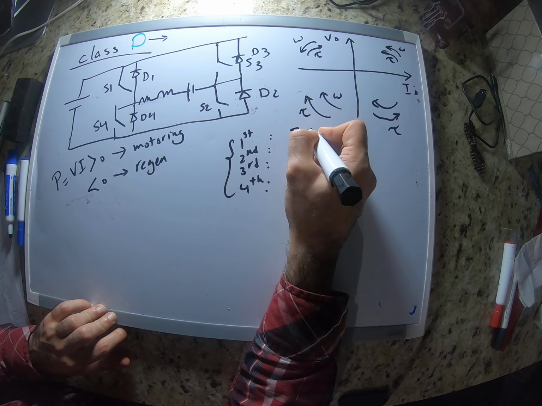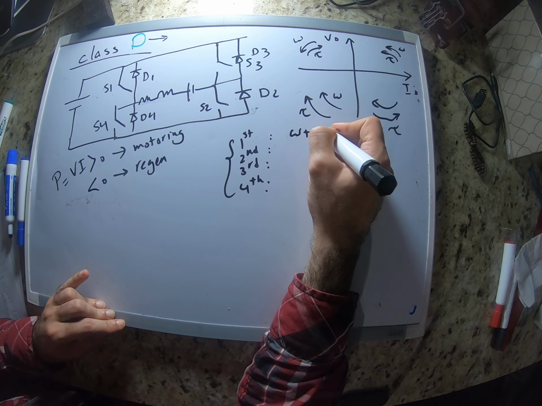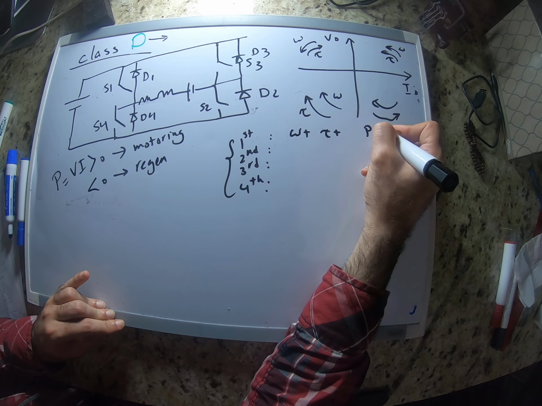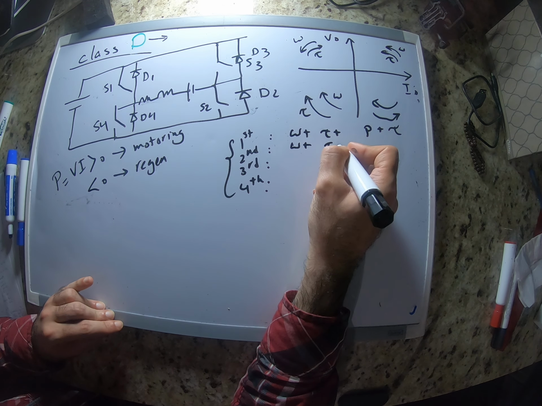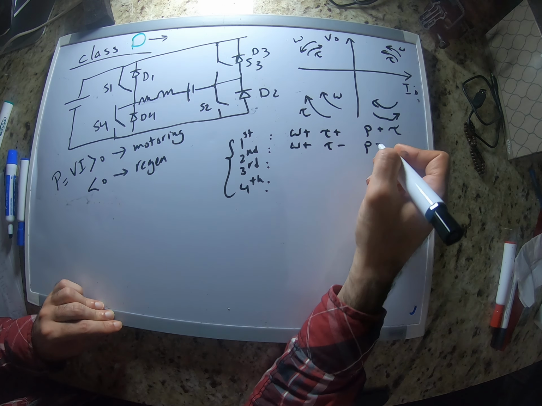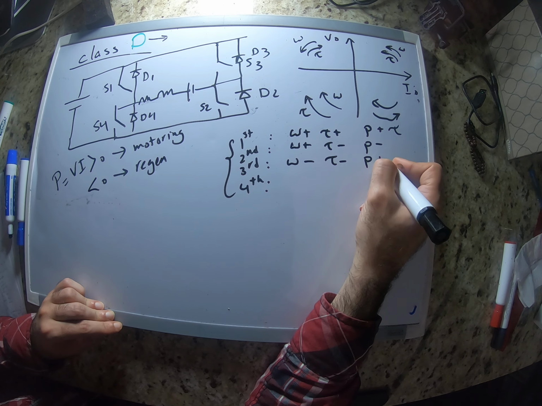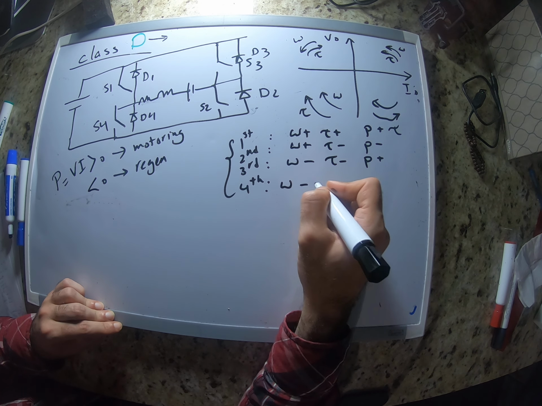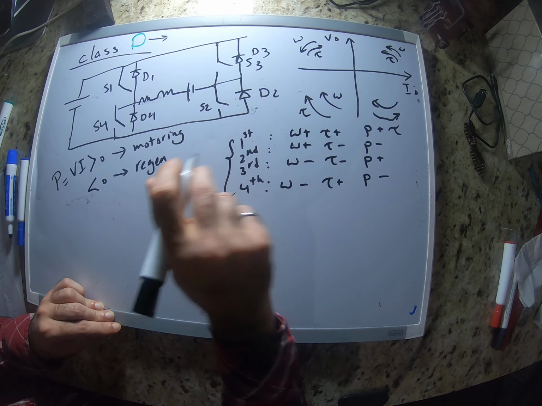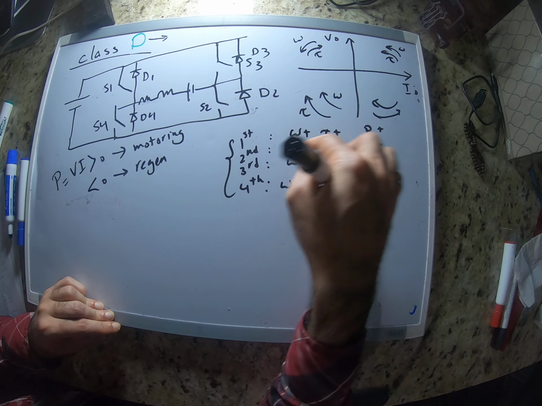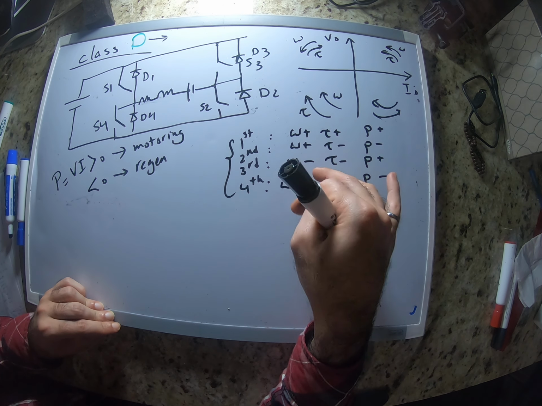speed is positive. Let me just write omega. Omega is positive, torque is positive, and power is going to be positive. In the second quadrant, omega is positive, tau is negative, so power is going to be negative. Omega is going to be negative, tau is going to be negative, power is going to be positive. Omega is going to be negative, tau is going to be positive, P is going to be negative, right? So we could do exactly the same thing with voltage and current, right? The same thing, current, voltage, positive, negative, right?